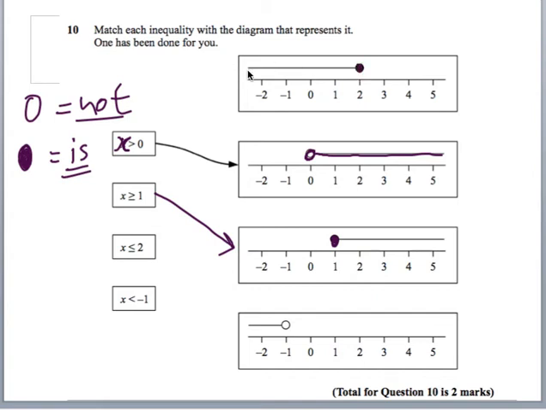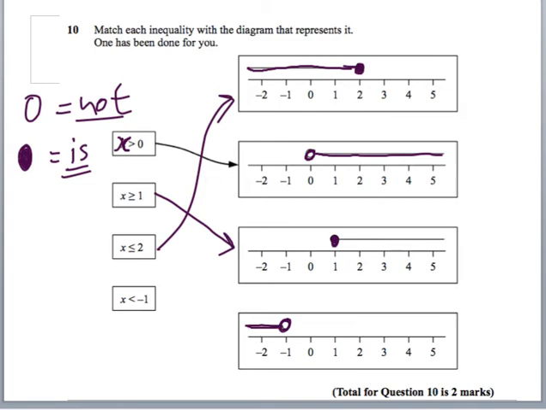So again, the x value could be any of the numbers along this line, and it's a filled-in circle because it's less than or equal to. And for the last one, obviously, process of elimination, x is less than minus 1. Again, less than, so it can't be minus 1. It has to be less than minus 1. And again, any number on this line counts.